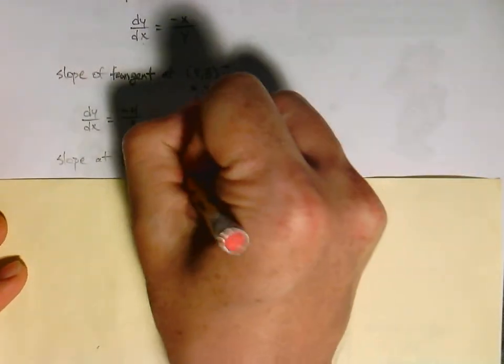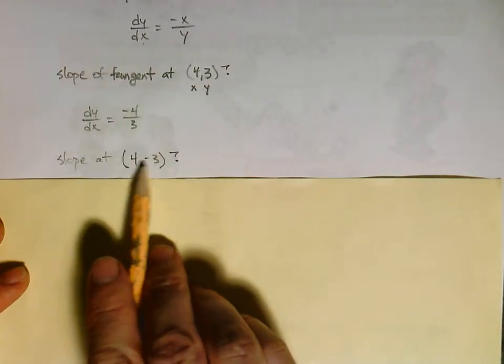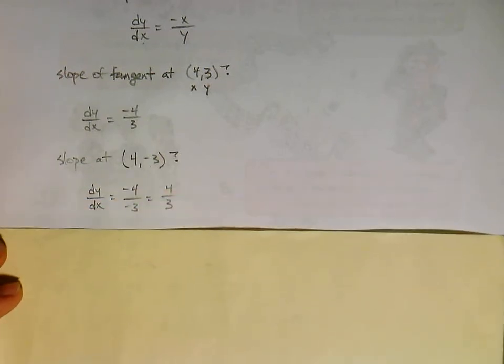Now, what is that slope? What's the slope at (4, negative 3)? Well, same idea. Plug in your x, plug in your y. But now we've got 2 negatives, so they cancel out. We'd have dy over dx equals negative 4 over negative 3, and that would come out to positive 4/3. And that makes sense. Right? It's the negative version of the same slope, or the positive version of the same slope, you could say. 4/3. Okay.